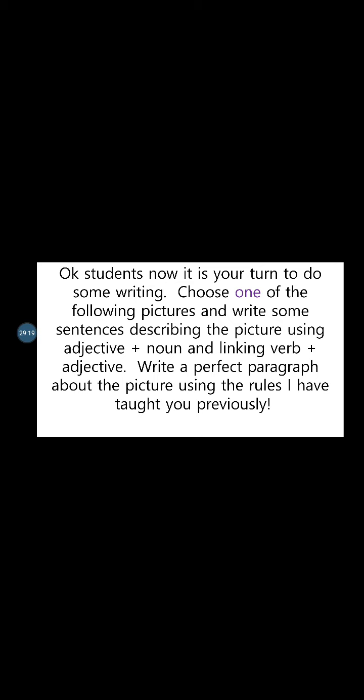Okay, students, now it is your turn to do some writing. Choose only one. Choose one of the following pictures and write some sentences describing the pictures using adjective plus noun and linking verb plus adjective. Write a perfect paragraph about the picture using the rules I have taught you previously. So let's have a look at the 3 pictures, shall we?